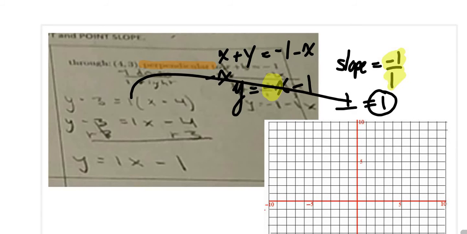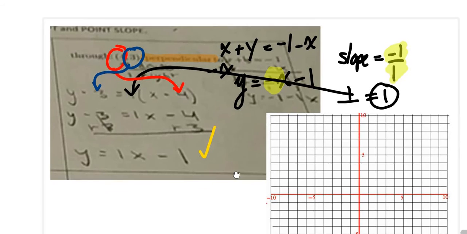And you correctly put positive 1 there. You correctly put 4 there. And 3 there. Okay, so your method was correct.